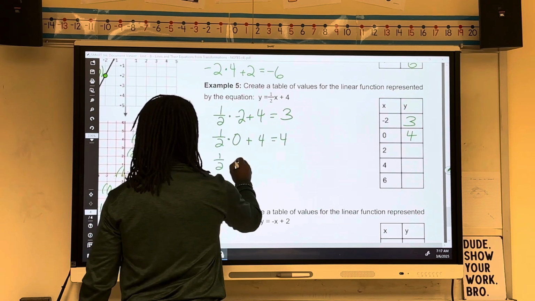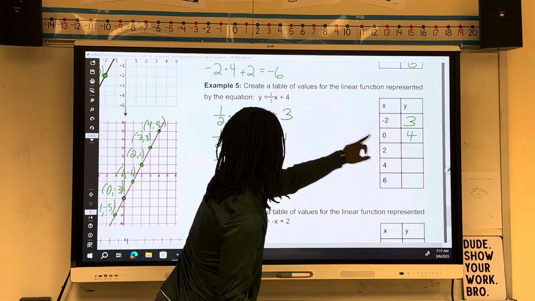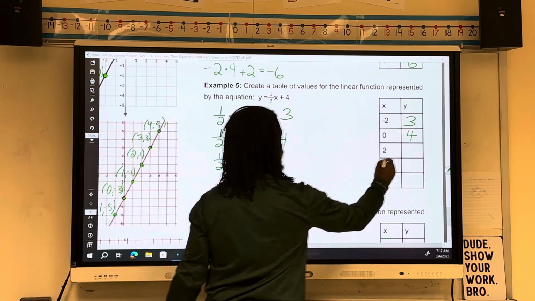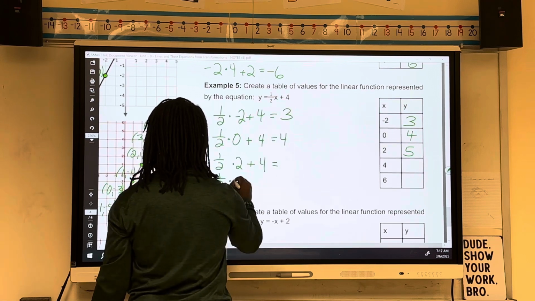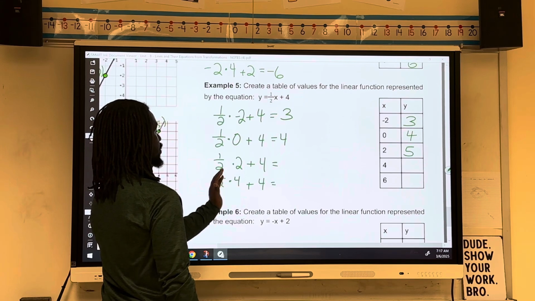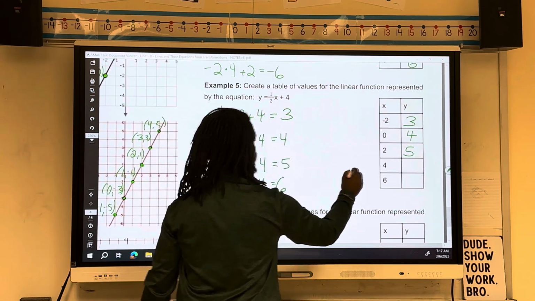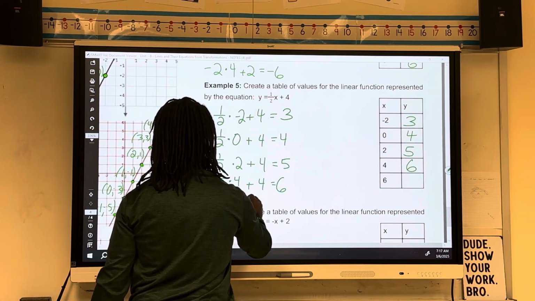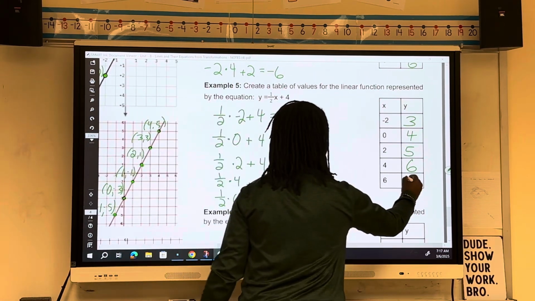Then we got 1/2 times 2 plus 4. So we got 1/2, again, I'm plugging that 2 in, times 2. 1/2 of 2 is 1, 1 plus 4 is 5. Then we got 1/2 times, I'm plugging in 4, plus 4 equals, so 1/2 of 4 is 2, 2 plus 4 is 6. So we got 6 here. And then we have 1/2 times 6 plus 4. So half of 6 is 3, and then 3 plus 4 is 7.